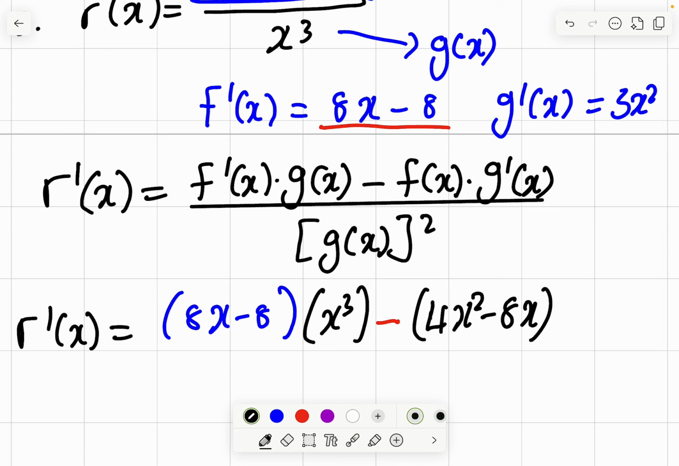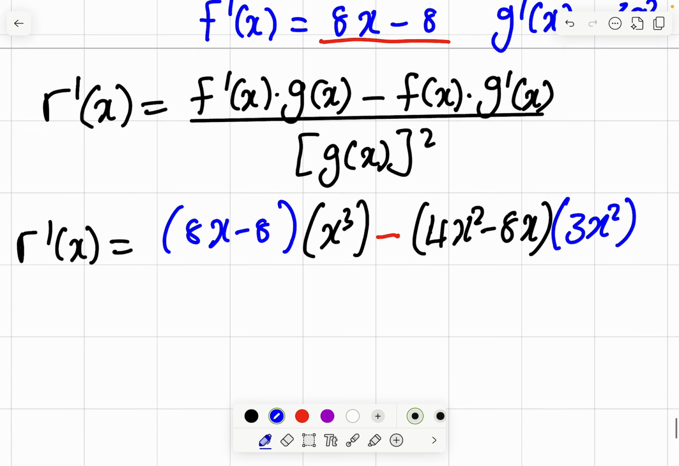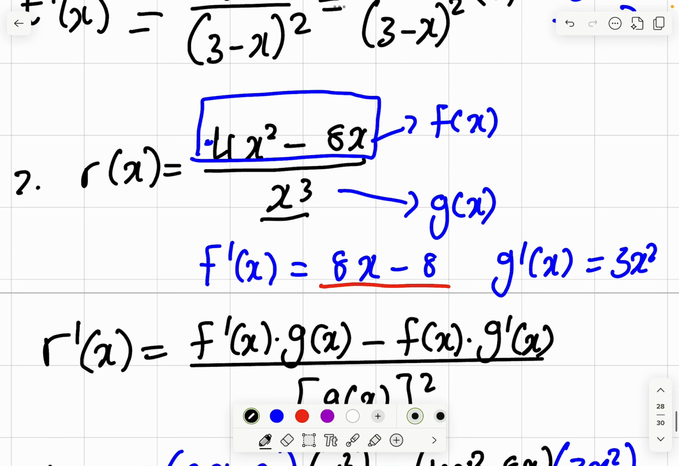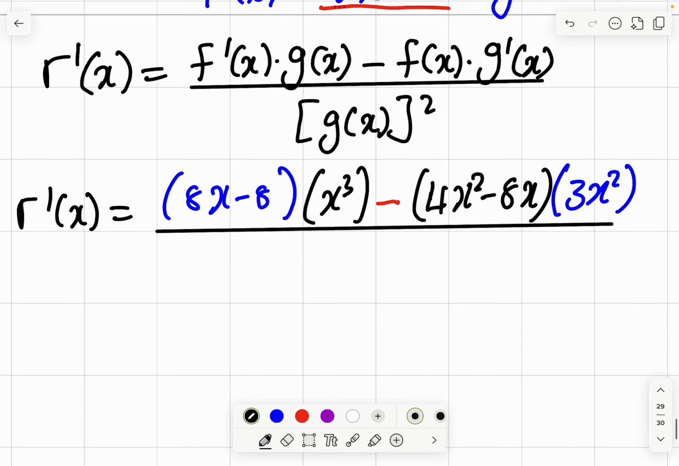Therefore, I do what? I derive g of x. The derivative of g of x, g prime of x, is going to be 3x squared. Therefore, I divide everything by what? By whatever was in the denominator, which is x cubed, or what? Or g of x. I'm going to say what?